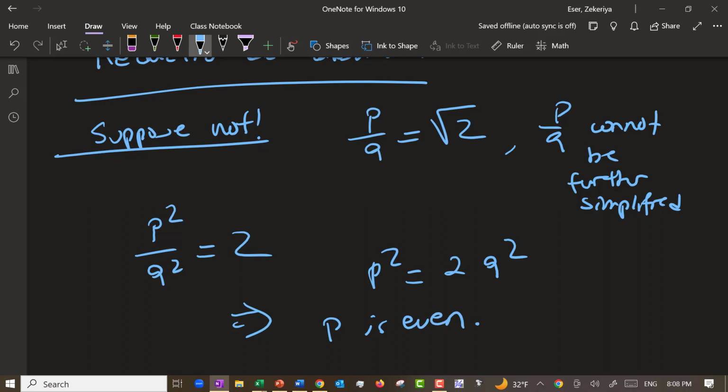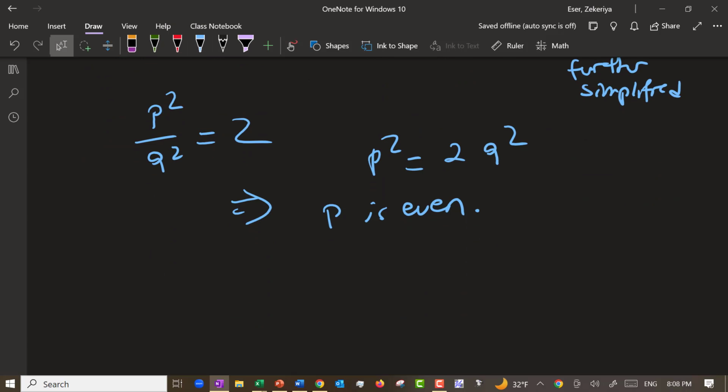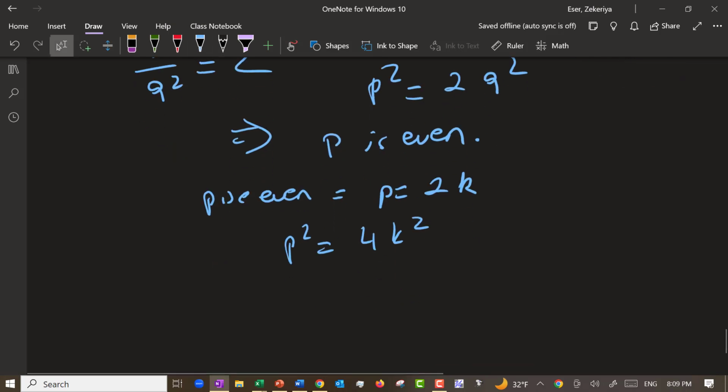Okay. Because only squares of even numbers are even. Think about it. Square of 3 is 9. Square of 5 is 25. So P must be even. Well, if P is even, then P is equal to 2 times K, some integer, right? So P squared is 4 times K squared.